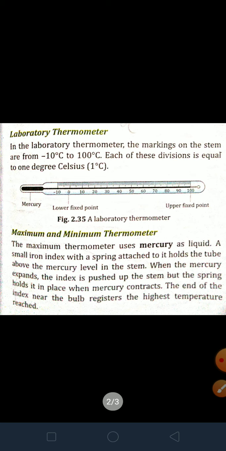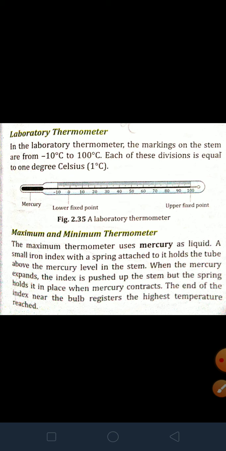Then the laboratory thermometer. As the name tells, it is used in the laboratory. In the laboratory thermometer, the markings on the stem are from minus 10 degrees centigrade to 100 degrees centigrade. You can see in this scale, the lower fixed point is minus 10 degrees and the upper fixed point is 100 degrees centigrade. Each of these divisions is equal to 1 degree Celsius. Okay, children?